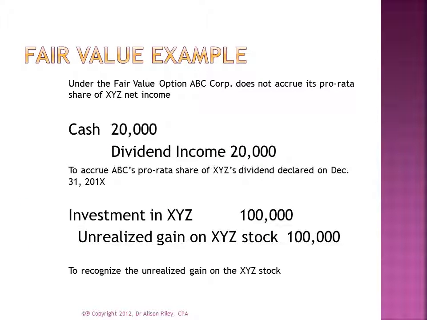Under the fair value option, ABC Corp does not accrue its pro rata share of XYZ net income. ABC Corp does recognize dividend income of $20,000 upon XYZ's declaration of its dividend. ABC Corp would debit the investment account for $100,000 and credit the unrealized gain on XYZ stock also for $100,000 to recognize the unrealized gain on the XYZ stock.